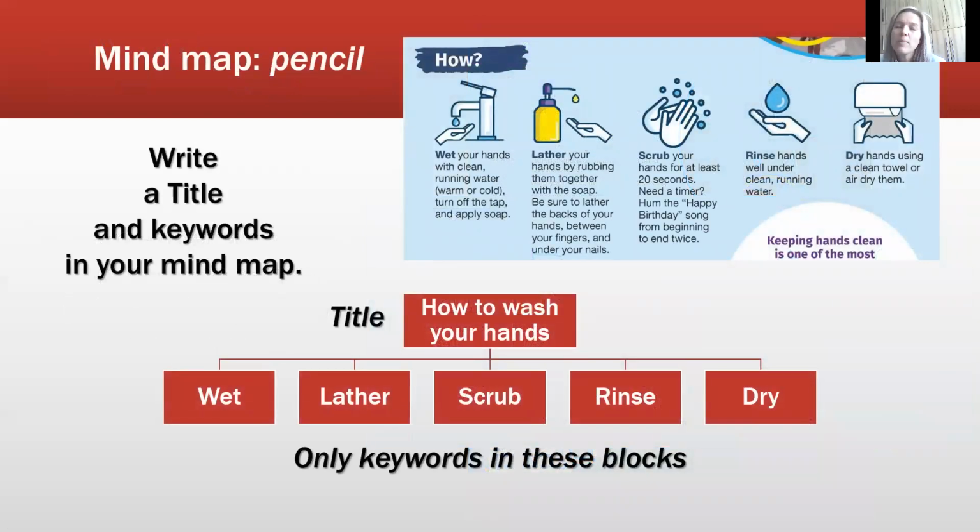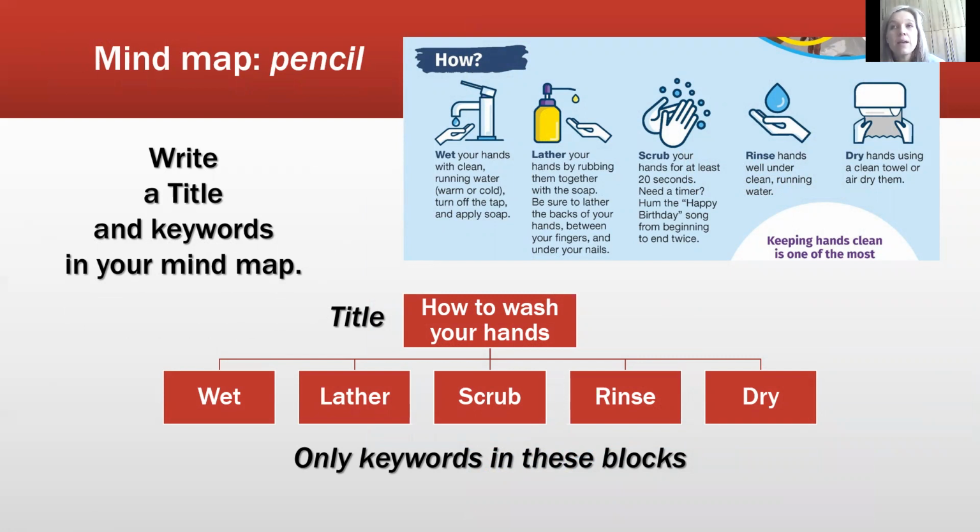Let's have a look. Number one, your summary needs to have a mind map. The mind map we always do with a pencil, because remember, the mind map is part of your planning. You're thinking about, how am I going to do this summary? What are the important words? What am I going to write down when I need to write down my summary?